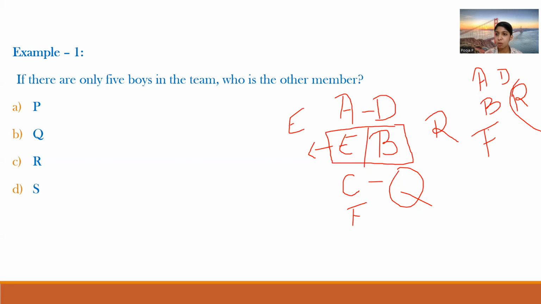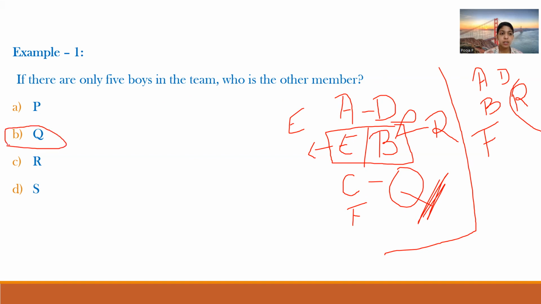You have 1, 2, 3, and 4. The fifth boy cannot be E because B and E cannot go together. One of them you should choose. So this is not possible. So the possible option is this. Who is the other member? Q. A, D, E, C, and F are all the 5 boys. Who is Q? She is a girl. And your correct answer is Q.